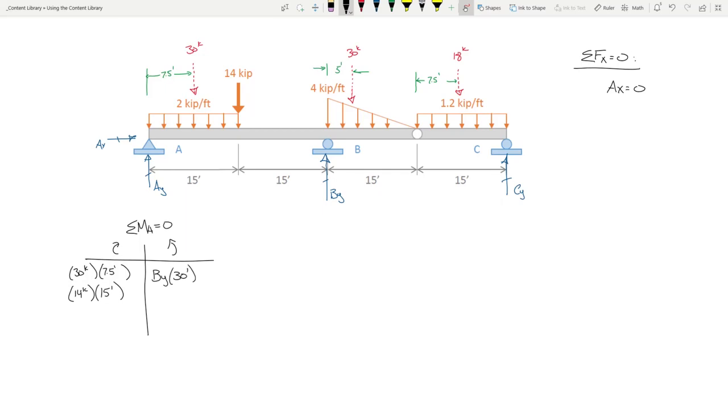Okay. What about this next 30 kips? What's the moment arm for that? 35 feet. There we go. We've got 18 kips. What's the moment arm for that one? 52.5 feet. There we go. And then we have CY over here times a moment arm of what? 60 feet.